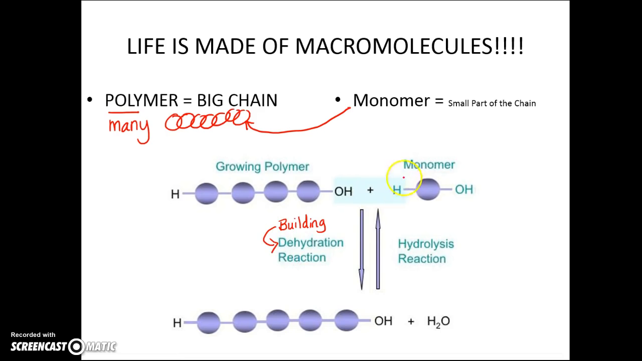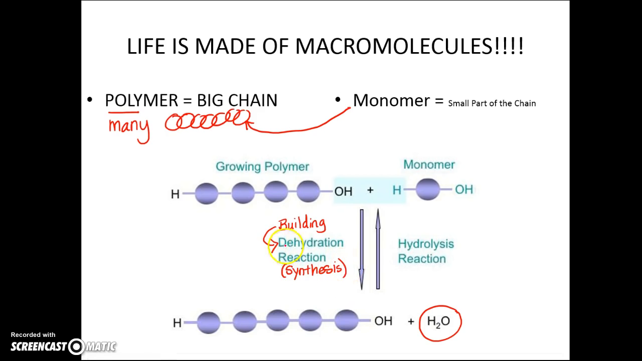You can see that this hydrogen and this OH are going to come off in the form of water. So that kind of makes sense, we're dehydrating these molecules, right? And we often call this, not necessarily a dehydration reaction, but sometimes dehydration synthesis, because we're making something.